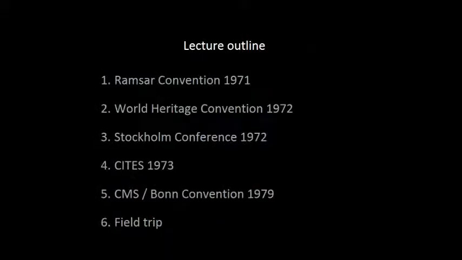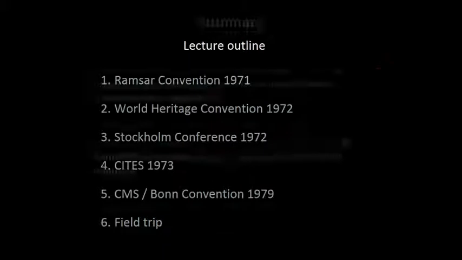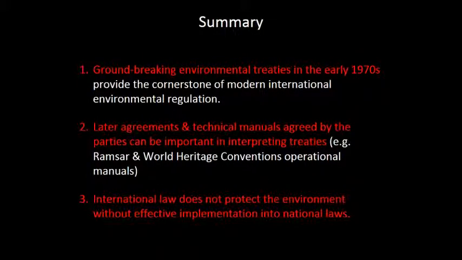Okay, so we've covered Ramsar, World Heritage, CITES. In summary, groundbreaking environmental treaties in the early 1970s. They provide the cornerstone of the modern international environmental regulatory system. Later agreements and technical manuals agreed by the parties can be important in interpreting treaties. I really want to emphasise that. So the Ramsar and the World Heritage Convention's operational manuals are the sorts of things you need to go and look at and be aware of. You can easily find them on their websites.